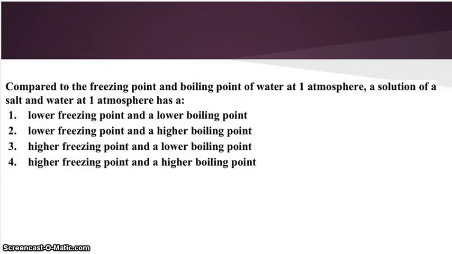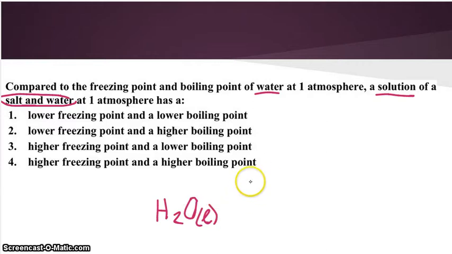All right, so the first one comes up. Compared to the freezing point and boiling point of water at 1 atmosphere, a solution of salt and water at 1 atmosphere has. So there's our key thing, is that we are comparing plain water, so that would be H2O as a liquid notation, to salt water, which if we were to write that as a formula would be NaCl, and then it would have the AQ for being aqueous.